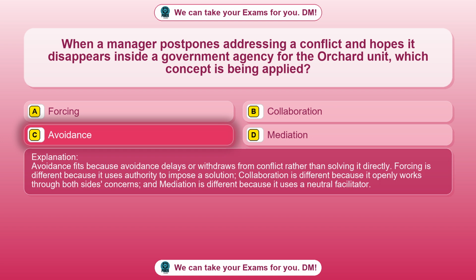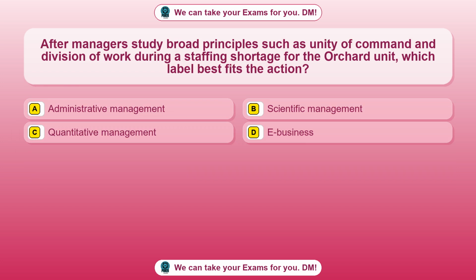Avoidance fits because avoidance delays or withdraws from conflict rather than solving it directly. Forcing is different because it uses authority to impose a solution. Collaboration is different because it openly works through both sides' concerns, and mediation is different because it uses a neutral facilitator. Question 96.